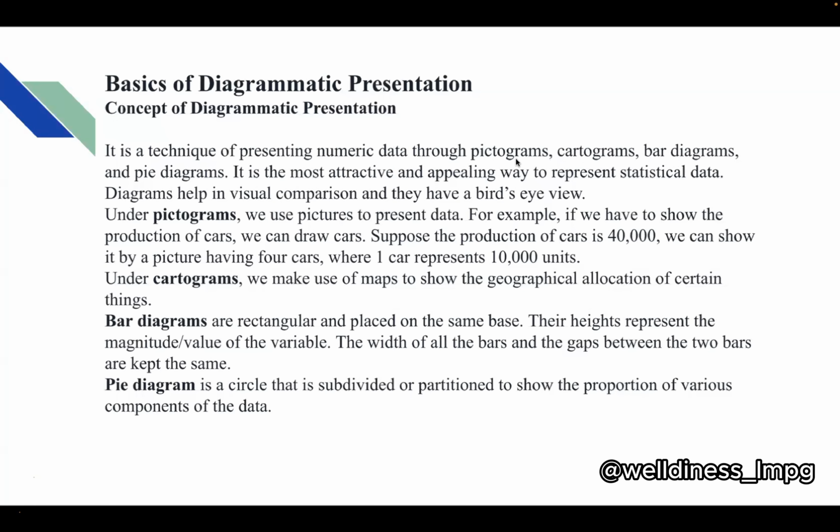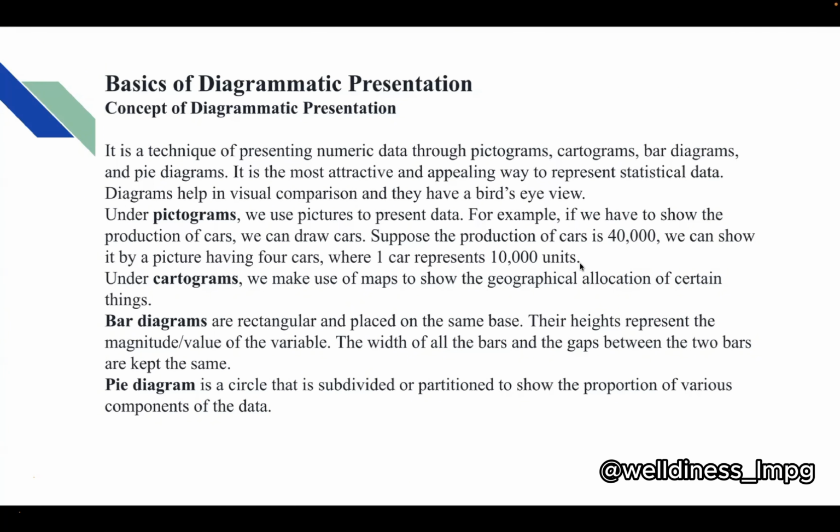It is the most attractive and appealing way to represent statistical data. Diagrams help in visual comparison, and they have a bird's eye view. Under pictograms, we use pictures to present data. For example, if we have to show the production of cars, we can draw cars. Suppose production of cars is 40,000, we can show it by a picture having 4 cars, where 1 car represents 10,000 units. True or false? True, sir.